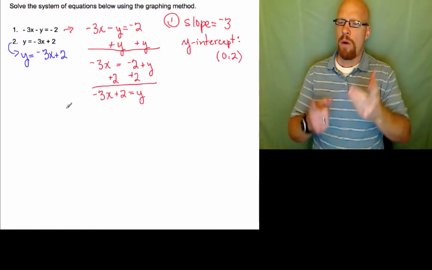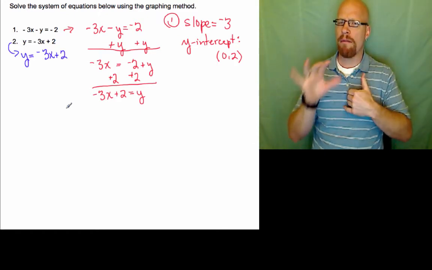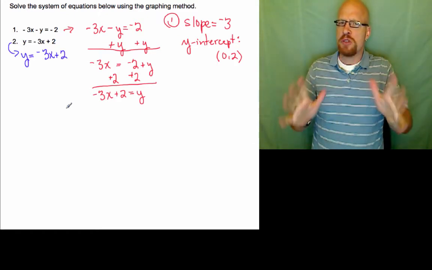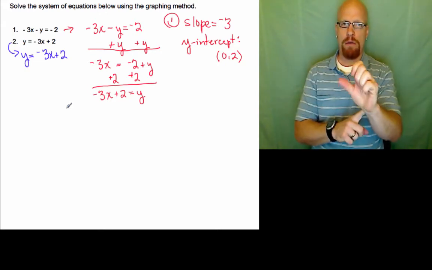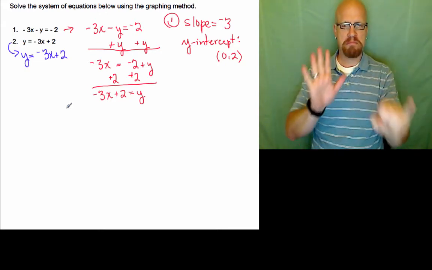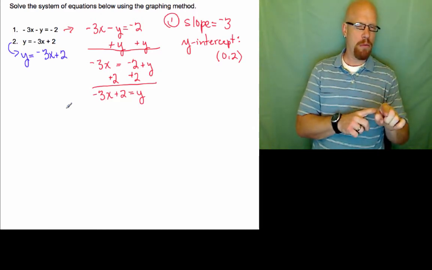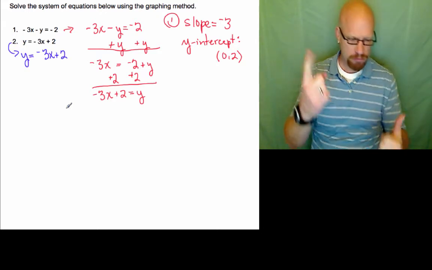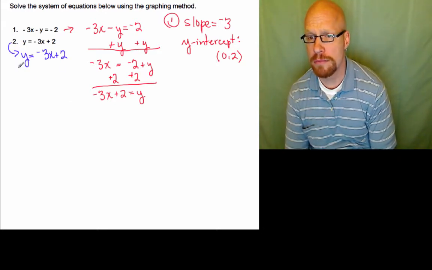Now, as we can see here, our second equation is y equals negative 3x plus 2. The y variable is already isolated, so I have no work to do for that equation. So we have negative 3 for our slope and positive 2 for our b term, for our y-intercept.